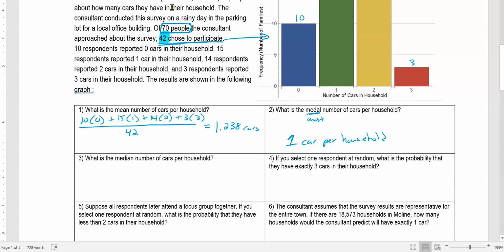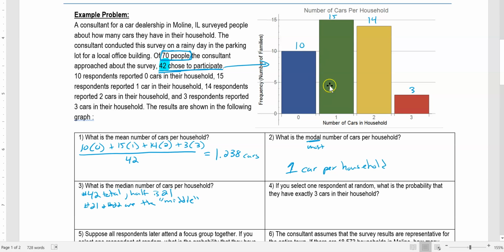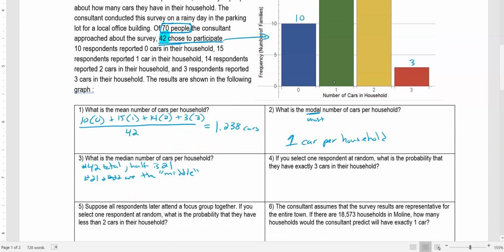What is the median number of cars per household? Well, there are 42 total, and half of that is 21. Okay, so 42 is an even number, and that means that we're going to have 2 numbers in the middle. So number 21 and number 22 are the middle, quote unquote middle. Okay, that's our median. So if we look, those both fall in this range, because if I have 10 here and 15 here, that's 25 total. So 21 and 22, those data points fall actually in this bar right here of 1 car. So we would just say 1 car.